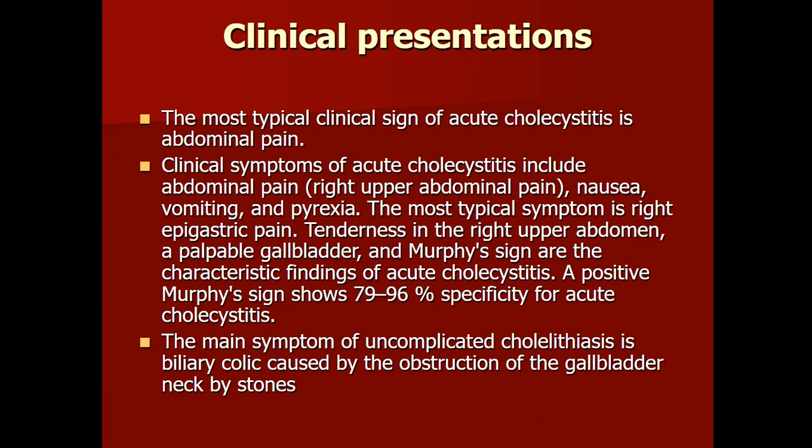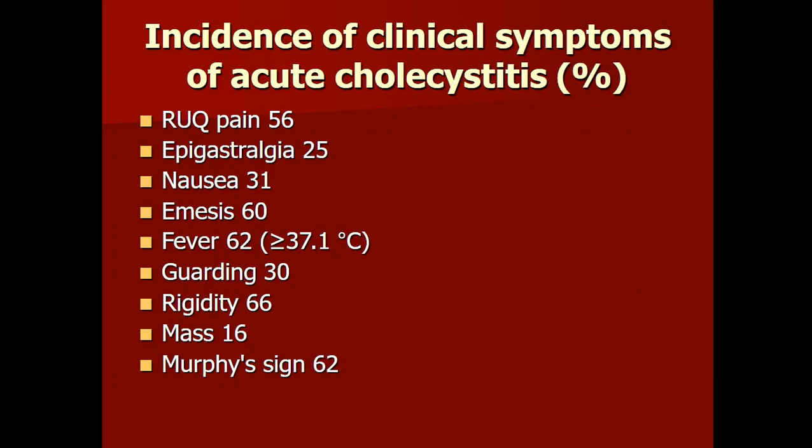Muscular defense is observed in about half of cases. Palpable tumors are rare in the right hypochondrial region. Rebound tenderness and stiffness are also rare. On this picture, you may see the incidence of clinical symptoms of acute cholecystitis in persons.